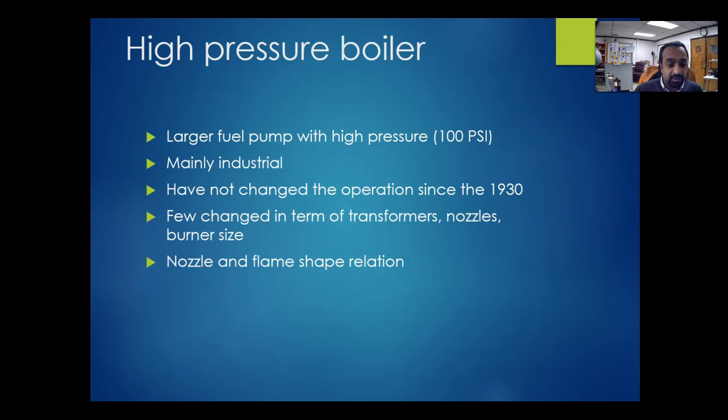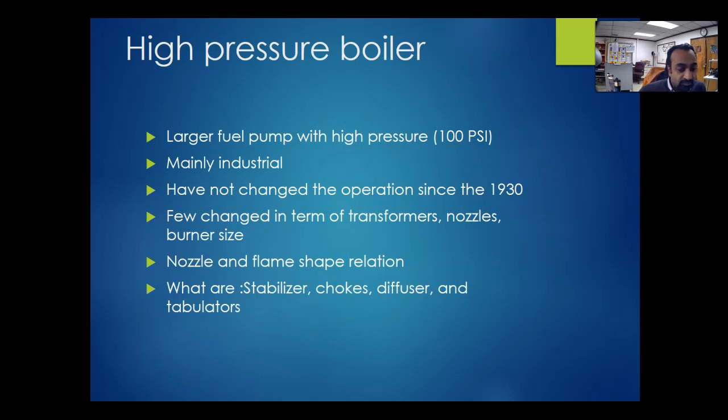Nozzle and flame shape relation, that's something we would like to talk about. Again, the book does spend some time on that. I don't know what the big deal is. I think the big deal has to do with lower SOx and NOx, which is nitrogen oxide and sulfur oxide. There are things called stabilizers or chokes or diffusers or turbulators, and basically they're blades or plates that are placed in front of the nozzle to shape the flame. So the flame takes a different kind of shape just to have it combust in a very efficient manner.